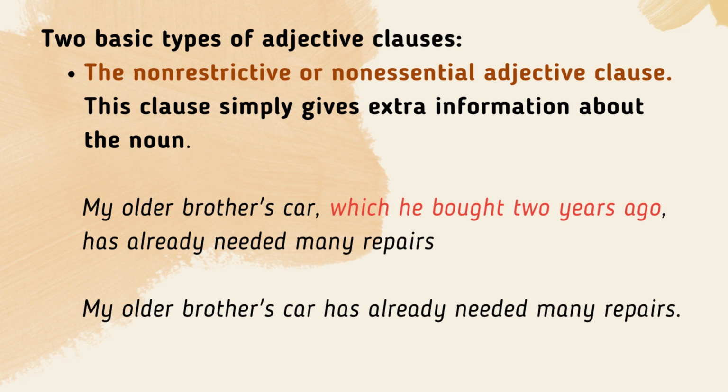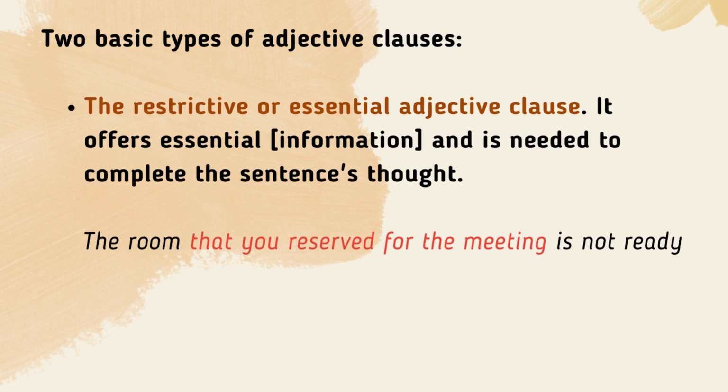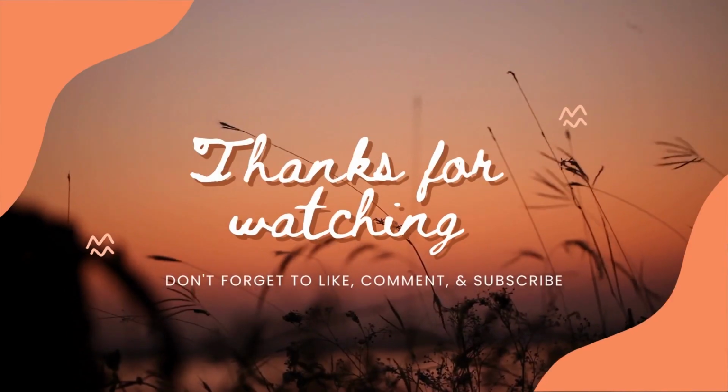The next type of adjective clause is the restrictive or essential adjective clause. It offers essential information and is needed to complete the sentence's thought. For example, the room that you reserved for the meeting is not ready. In this sentence, the restrictive adjective clause is that you reserved for the meeting. It gives essential information. It completes the sentence's thought.